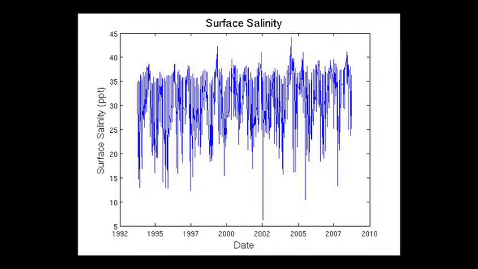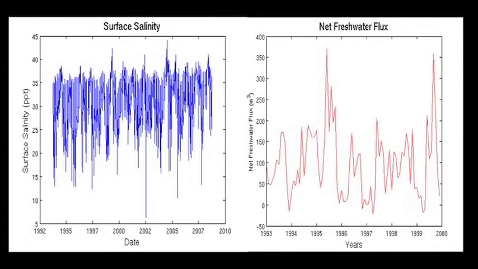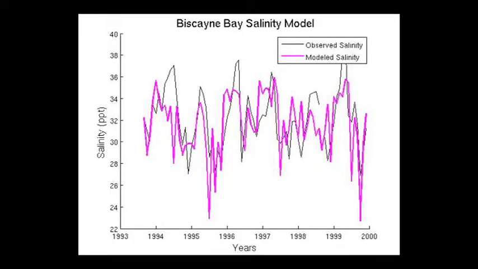Another conclusion is that the observations show that the salinity in Biscayne Bay has gradually increased from 1993 to 2008. Our salinity model was able to fairly accurately capture the freshwater flux in and out of the bay, and also as a result was able to capture this salinity increase. Here, the salinity predicted by the model is in pink, and the observed salinity is in black. The closeness of these two lines tells us that the model has predictive value and suggests that we can use the model to get a sense for future salinity values in the bay.